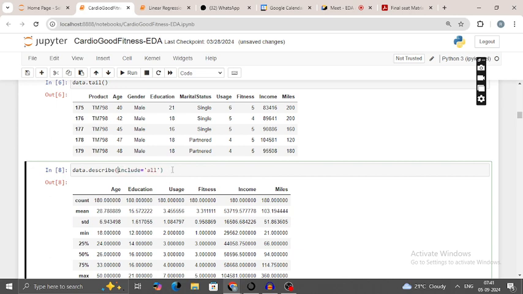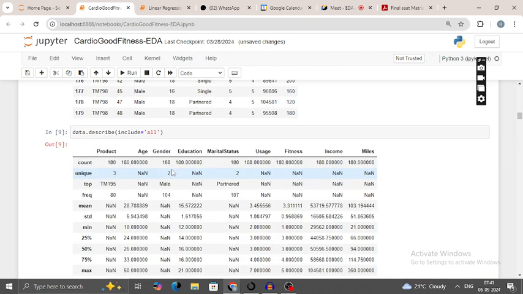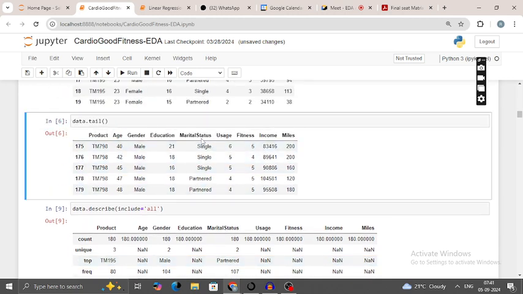So data.describe, include everything. When you include everything, look at this, all columns got included. Even look at this, marital status: single, partnered is there. Gender, male is there. Product, this is also object. Marital status is also object. The gender is also object. So what is happening here? Even though it's an object, it is coming here.